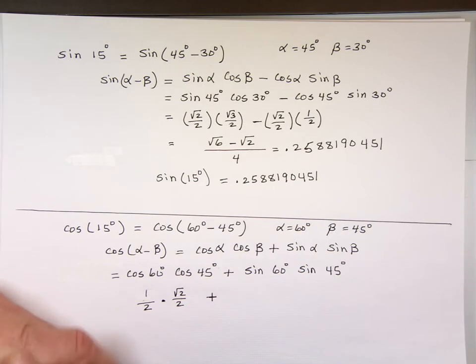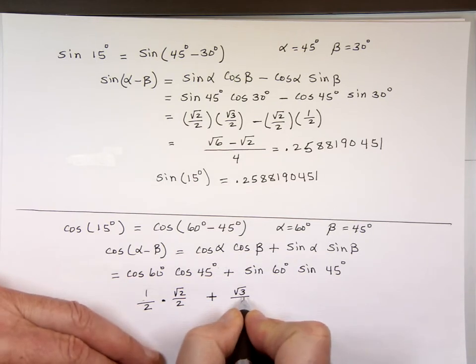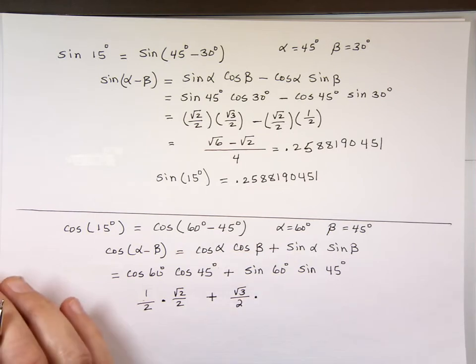Let's look at the sine of 60. 60 is pi over 3, and the sine is the second number. It's the square root of 3 over 2. And the sine of 45. 45 is pi over 4. Look for the second number.